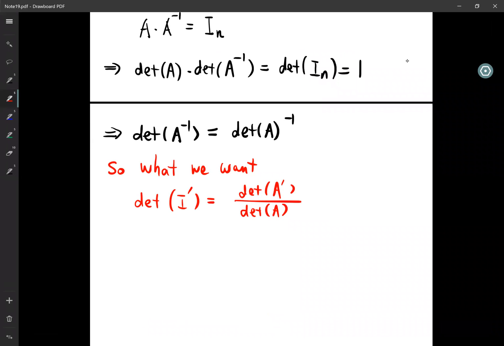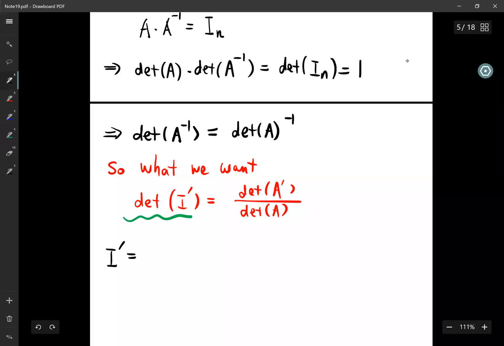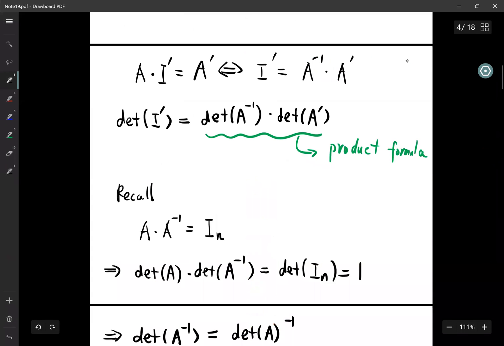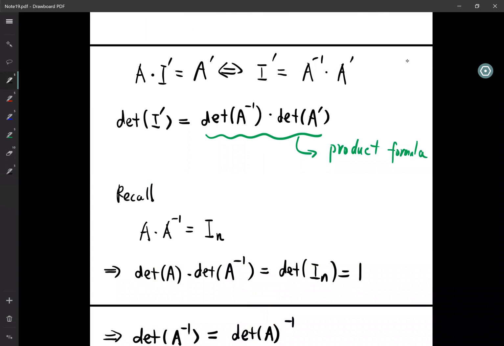Okay, so now we have reduced the problem of the ratio to the problem of computing this particular matrix I prime. Why do I call it I prime? Let us look at what this I prime is. I prime is A inverse times A prime.